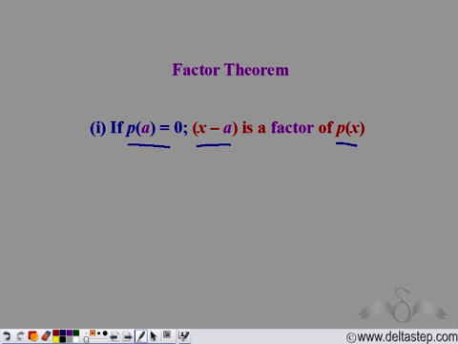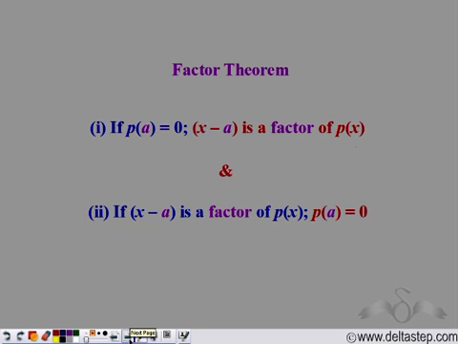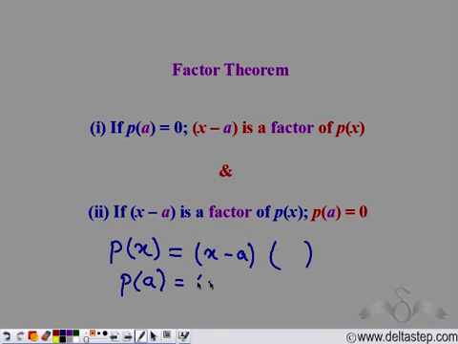So if P(a) is 0, x minus a is a factor of P(x). Also, if x minus a is a factor of P(x), then P(a) will be 0. Because as we had seen, if x minus a is a factor of P(x), then P(x) can be written as (x minus a) into something. And if we substitute a on both sides, we get P(a) as (a minus a) into something. This becomes 0, so P(a) becomes 0. So it holds both ways.